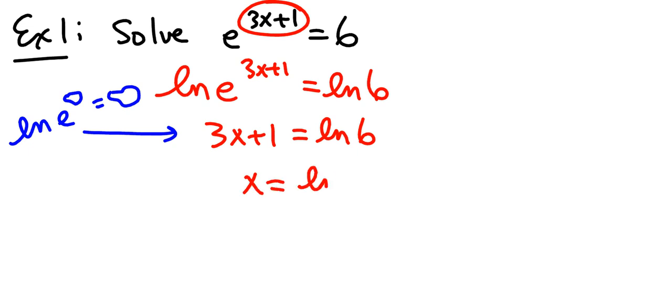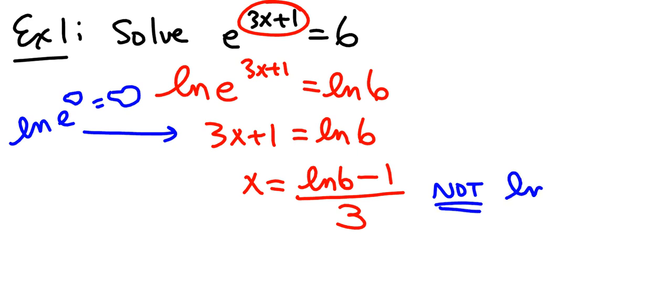So x turns out to be the natural log of 6, minus 1, over 3. My warning here is this is not the natural log of 5 over 3, but that's one of the more common things that folks try to do with this 6 minus 1 deal.